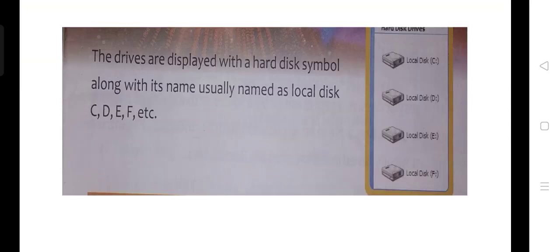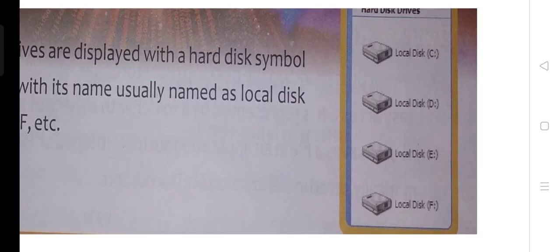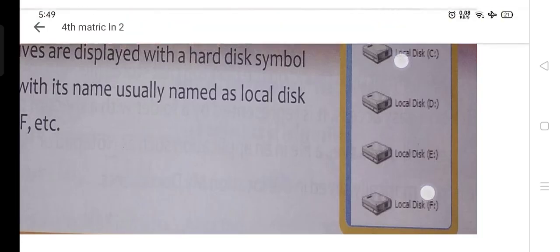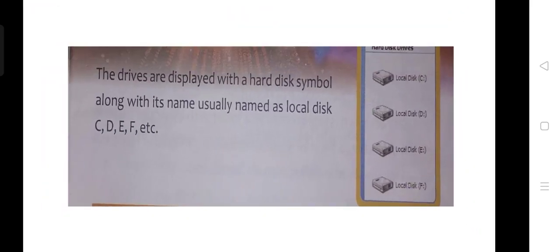Then the drives are displayed with the hard disk symbol along with its name, usually named as local disk, C, D, E, F, like that you can see here. These are all local disk, meaning the hard disk is there inside your CPU. That's why it is called local disk. Otherwise it will show you removable disk. If I'm inserting some pen drive or some CD disk externally, then it will show me removable disk. But here it is showing local disk, meaning it is a partition of the hard disk, which is present inside the CPU. So you all would have understood about this.